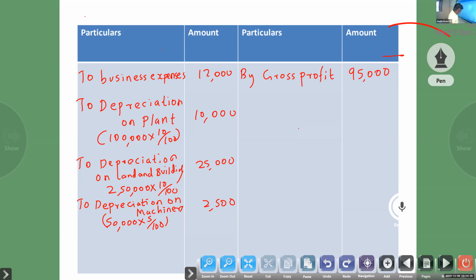Next, make a provision for bad debt at 5%. That means a new provision, so no bad debt. Directly we can write new provision for doubtful debt. Here there is no further bad debt. If there is further bad debt, first you have to write further bad debt, then add new provision. Here it is not there, so add new provision 5%. It is calculated on the basis of closing. Only interest on capital is calculated on the basis of opening capital. Otherwise, unless they give some adjustment, it is 5%.